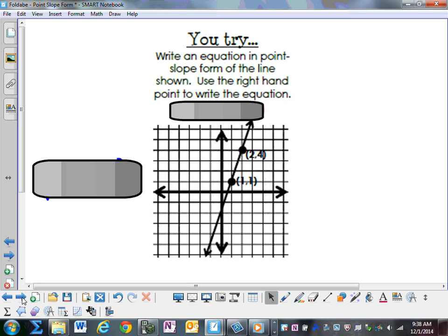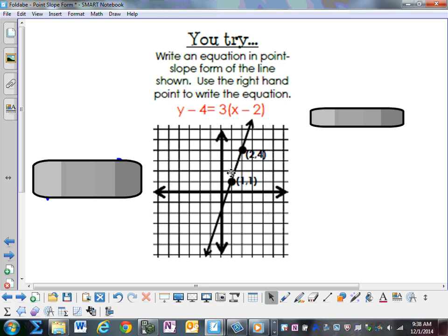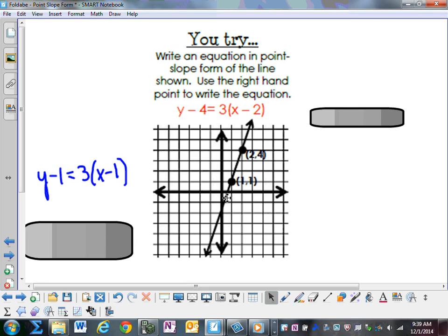Write an equation in point-slope form of the line shown. Use the right-hand point to write the equation. Right-hand point is (2, 4), but I want you to write 2 separate equations, one using the point (2, 4) and one using the point (1, 1). Using the point (2, 4), your equation is y minus 4 equals 3 times the quantity x minus 2. And using the point (1, 1), it's y minus 1 equals 3 times the quantity x minus 1.